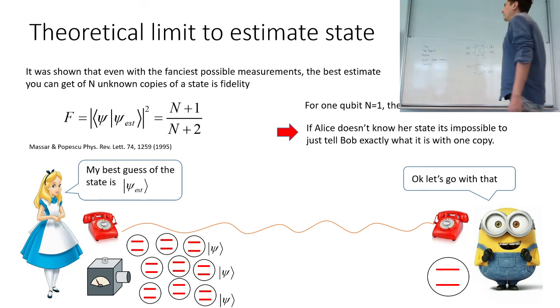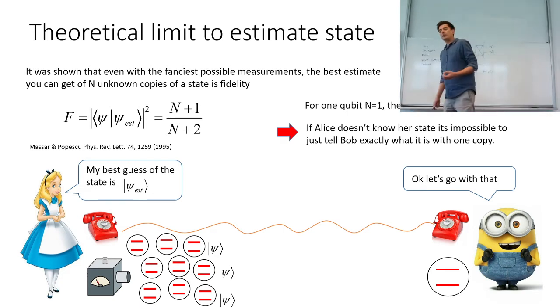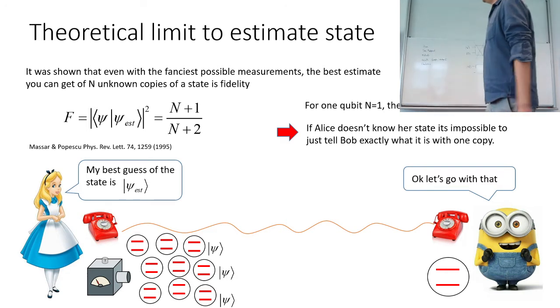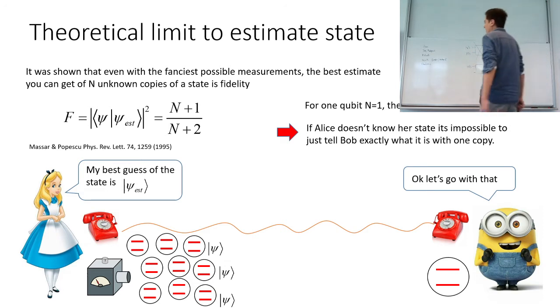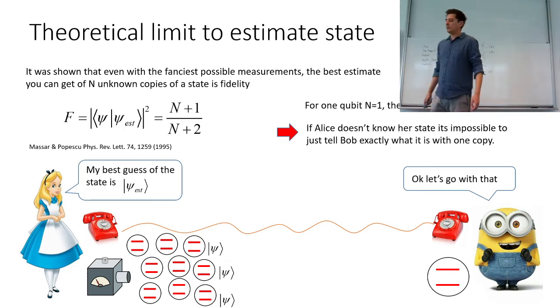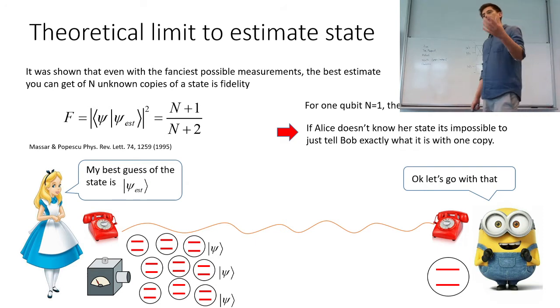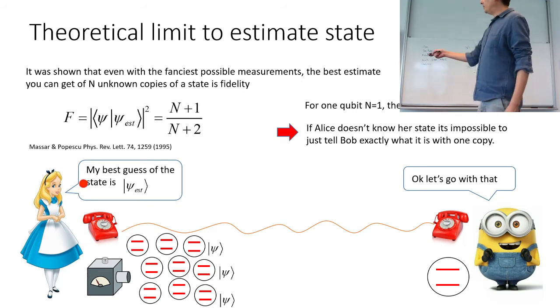So there's a theoretical limit to how well you can estimate a quantum state if you didn't know what it was. I'm not going to go into the details, but in this paper in 1995, these guys work out that if you have n copies of the same state, so you've got a bunch of qubits and they're all in the same state, okay?